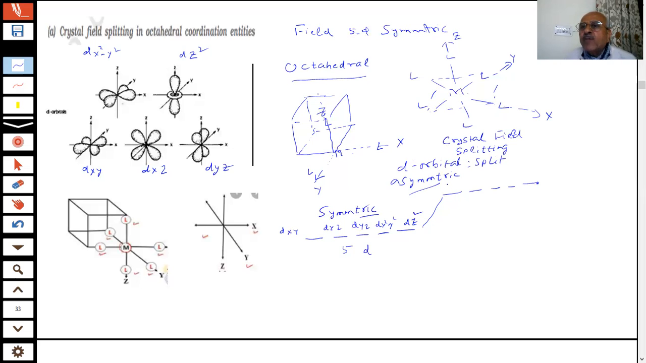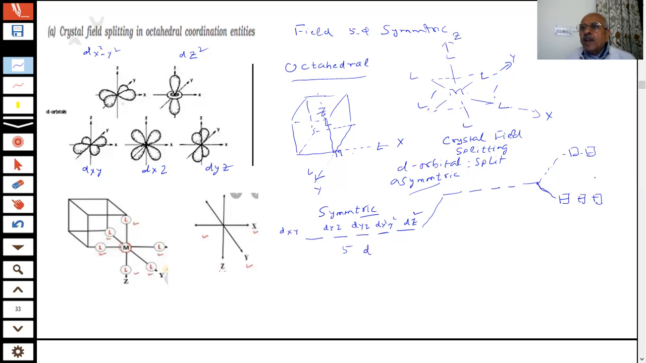This was a symmetric field, symmetric distribution of field. Now the field has become asymmetric, and the result of that will be what, students? That three orbitals will go to lower energy. They are not interacting with the coming ligands, but the two which are strongly interacting with the ligands, directed toward the ligand, their energy will rise. So here you will have two orbitals and three orbitals.